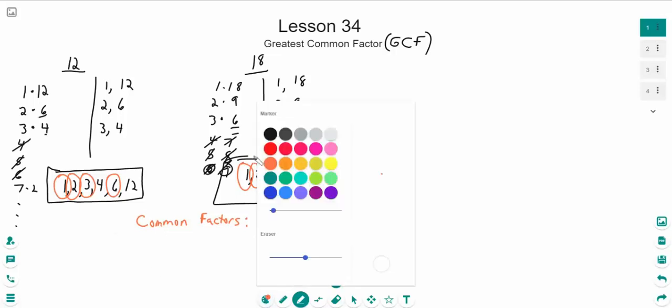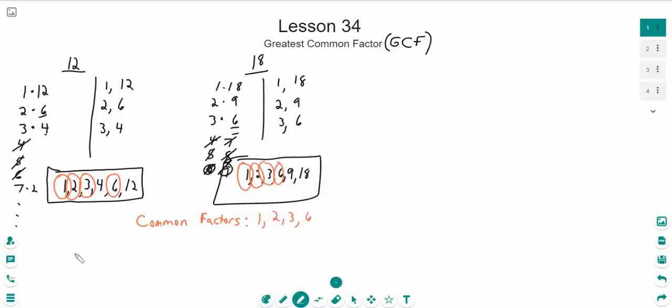Then we can move on to the greatest common factor, which is our goal in this case, the GCF, the greatest common factor, which is exactly what it sounds like it is. The greatest common factor is just looking at our common factors and saying, which one is the greatest? And in this case, it's a 6. So the greatest common factor is a 6 in this case. All right? So the greatest common factor will always be just one number, and that number is the greatest number that can go evenly into a 12 and into an 18 in this case.